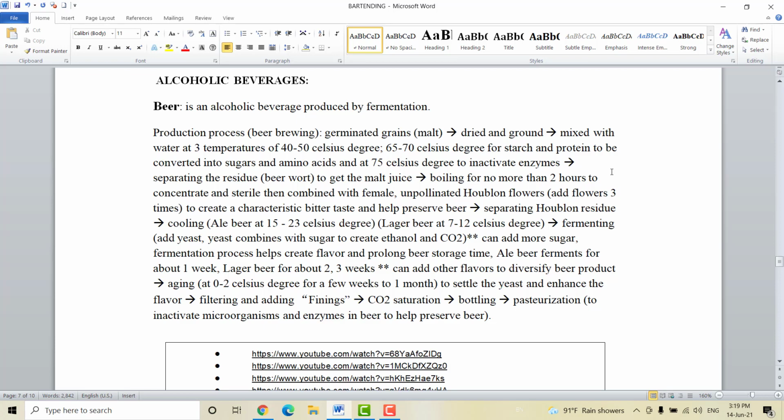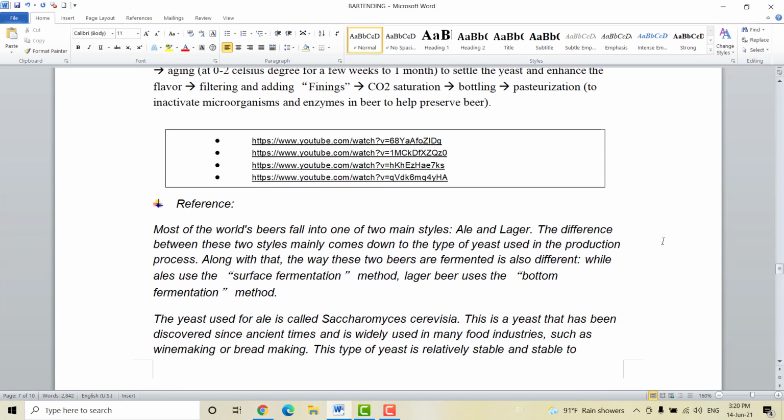Aging, at 0 to 2 Celsius degree for a few weeks to 1 month, to settle the yeast and enhance the flavor. Filtering and adding finings, CO2 saturation, bottling, pasteurization, to inactivate microorganisms and enzymes in beer to help preserve beer.